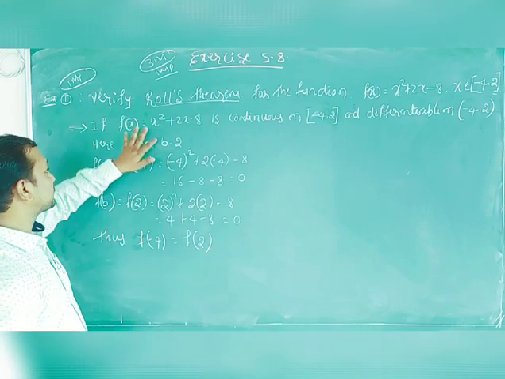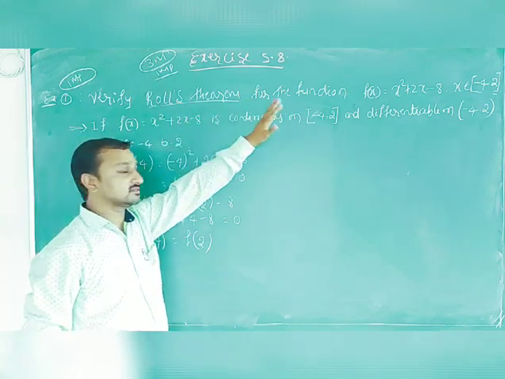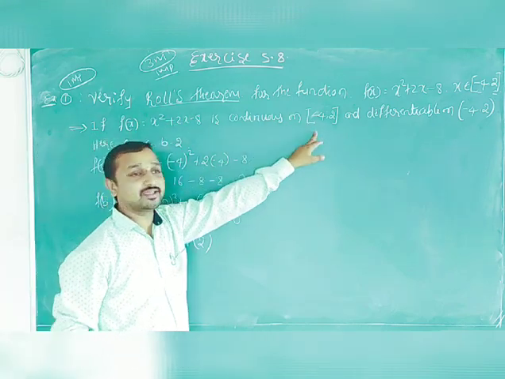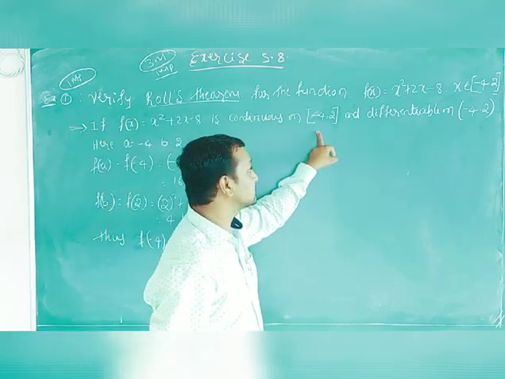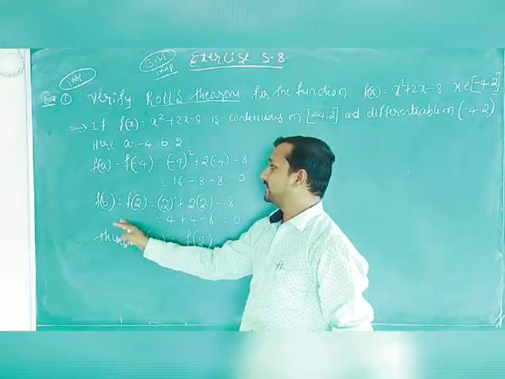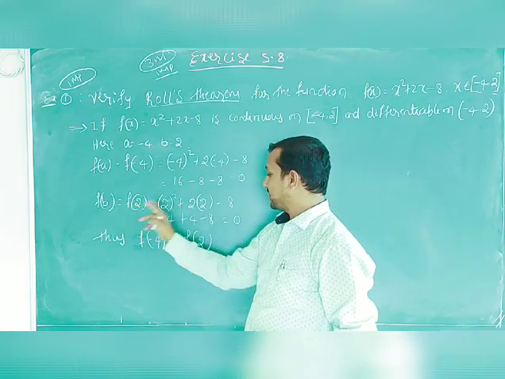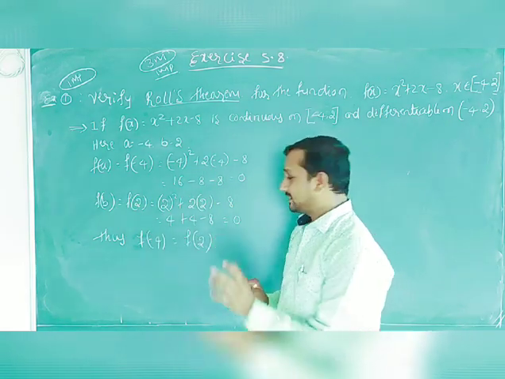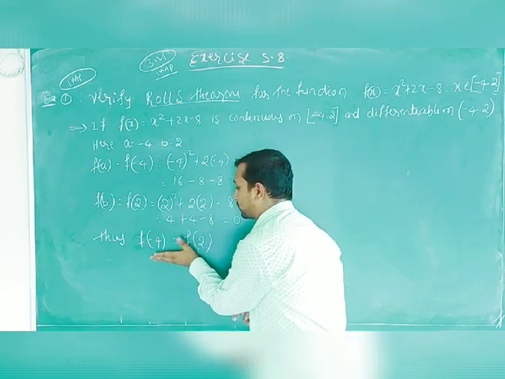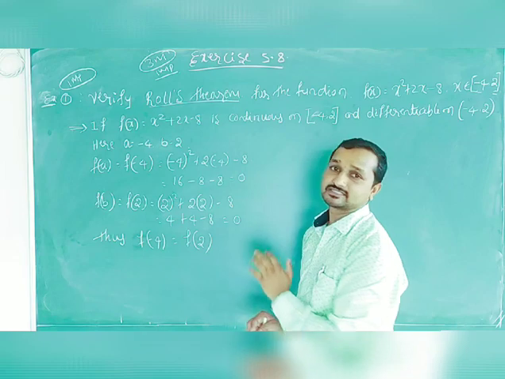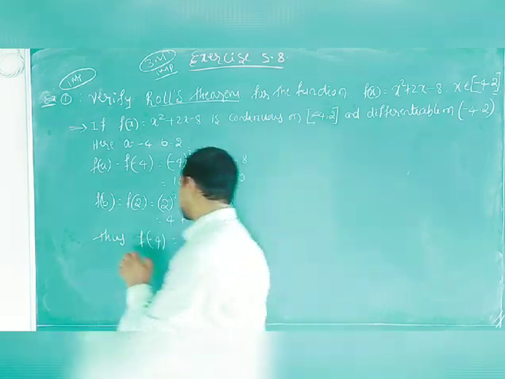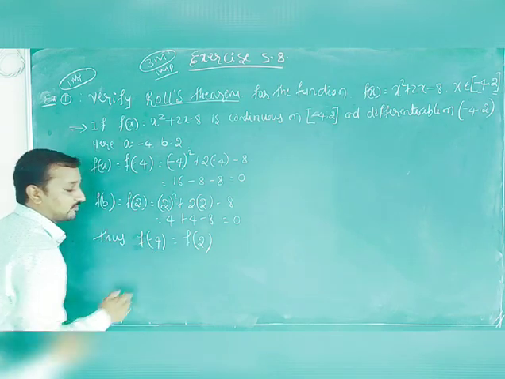First step, the function should be continuous. Obviously this is a polynomial function, so it is continuous on the closed interval [a, b]. If the function is continuous, then automatically it is differentiable on the open interval (a, b). Then we find f(a) and f(b). Here f(a) equals 0 and f(b) equals 0, and thus f(a) equals f(b), that is f(-4) equals f(2). Thus Rolle's theorem exists.